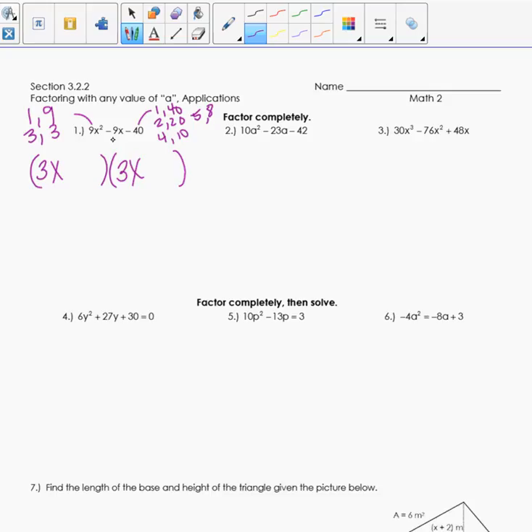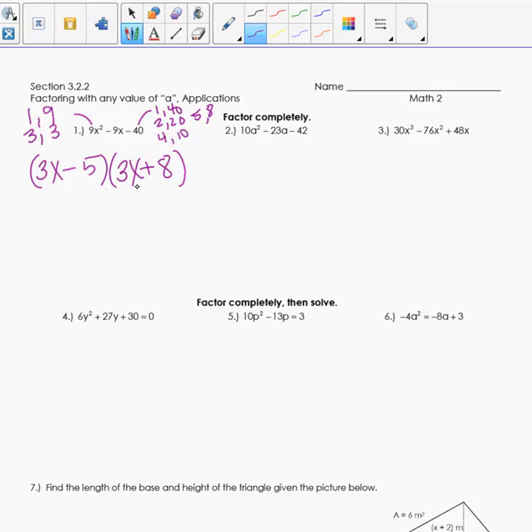I need to get to negative 9. So I'm going to look at these. 1 and 40, probably not going to get me there. 2 and 20, probably not going to get me there. 4 and 10, I'm going to start middle of the road, 5 and 8. Okay, so I have 5 and I have 8. I need two opposite signs, so that multiplies to be a negative 40. 3x times 3x is 9x squared.